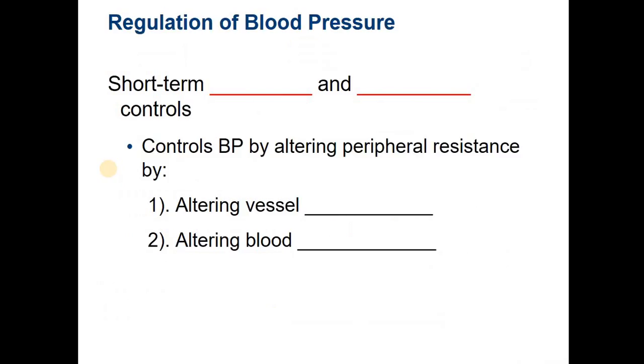The way that the blood pressure is regulated, you have your short-term system and your long-term system. So your short-term is neural and hormonal control. In other words, your nervous system and your glands releasing hormones. It controls blood pressure by altering your peripheral resistance, by altering the blood vessel diameter and altering blood distribution.